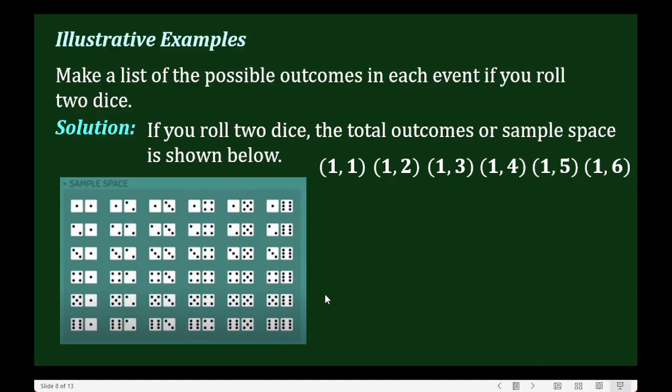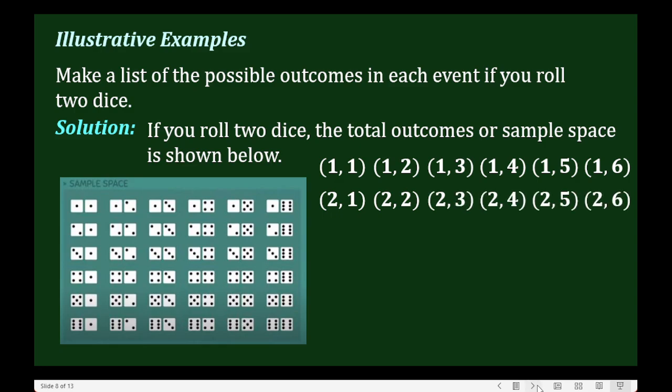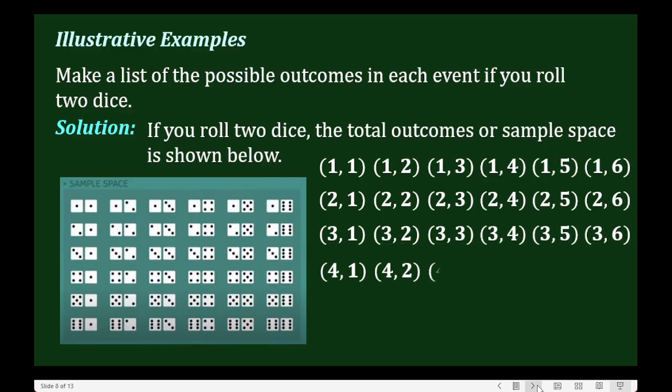As we go on, we will consider the so-called ordered pairs up to 6, 6. And to count them, we have 36 possible combinations, 36 possible combinations of outcomes from 1, 1 to 6, 6.